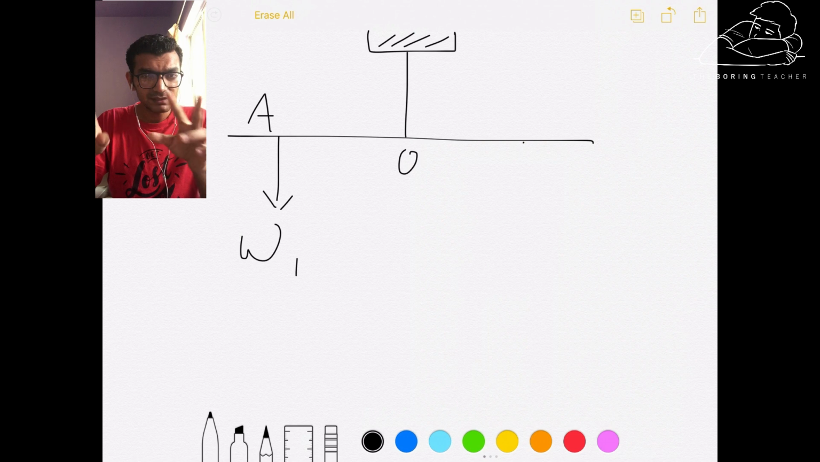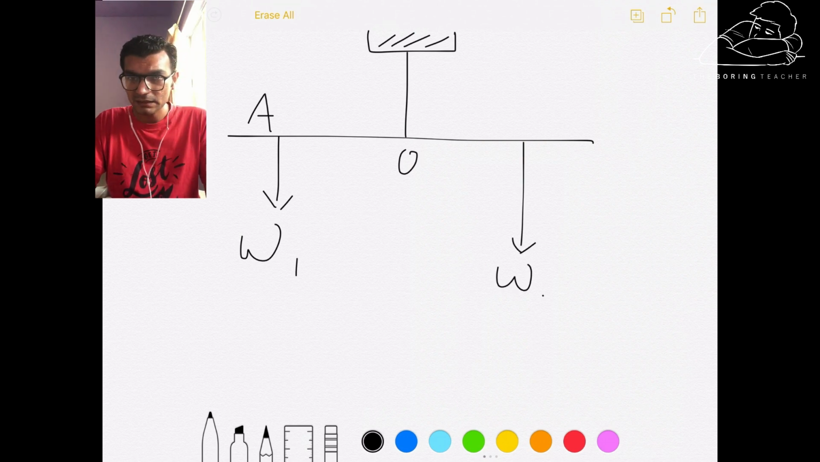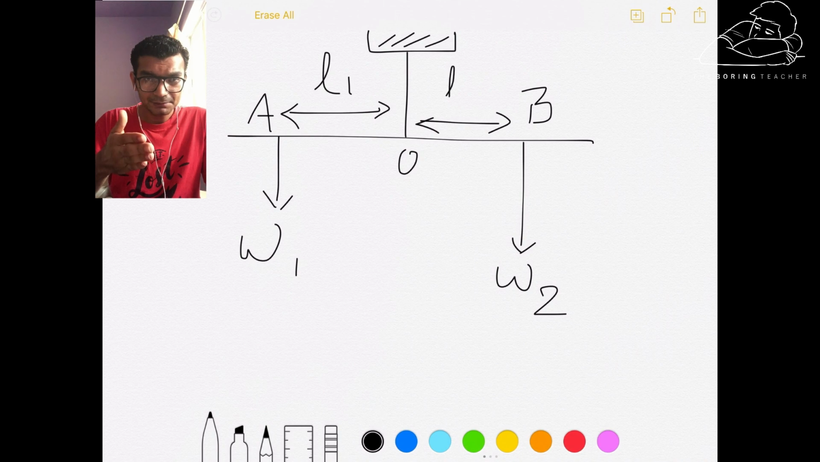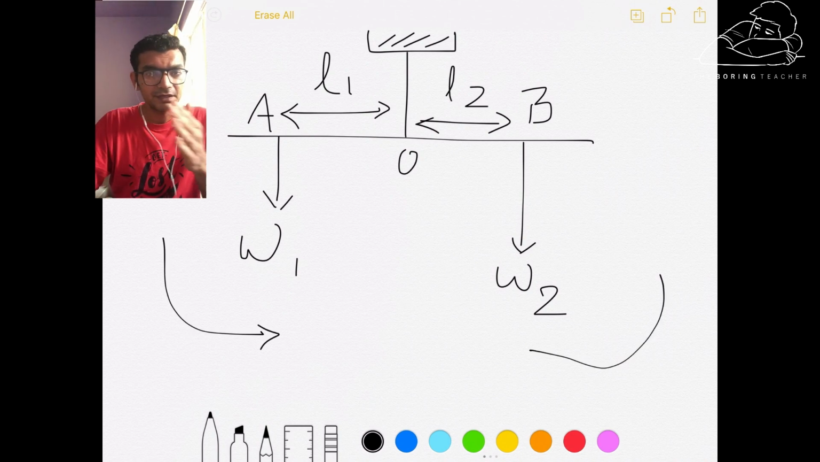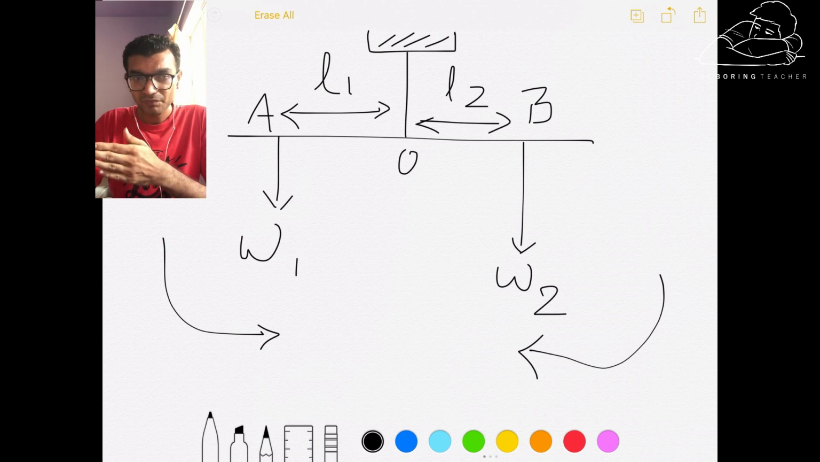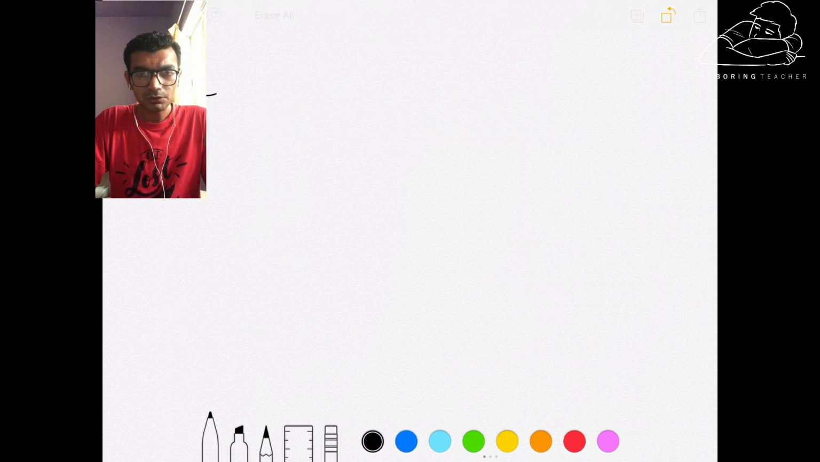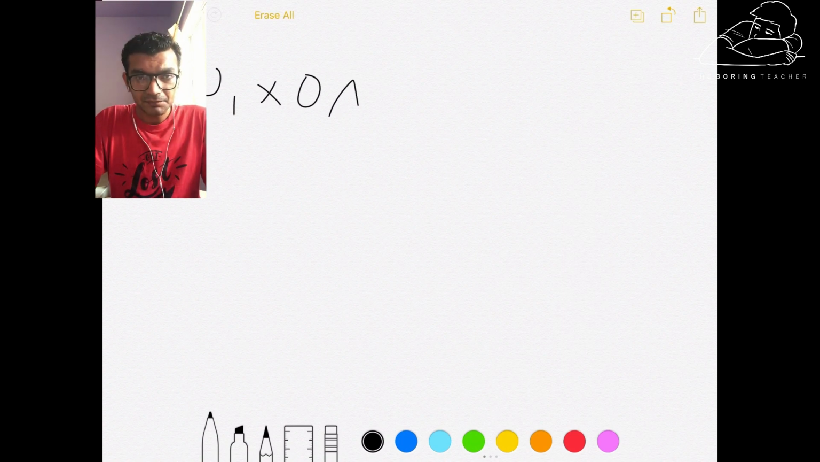Now what will happen? The distances are unequal and the weights are unequal, so the rod will perform either an anti-clockwise or a clockwise rotation. Why? Because the weight W1 at the point A around the point O will produce an anti-clockwise moment, and the weight W2 at the point B around the point O will produce a clockwise moment. Now you have to adjust the weights W1 and W2 in such a way that the rod comes to equilibrium again. That means it becomes horizontal again.